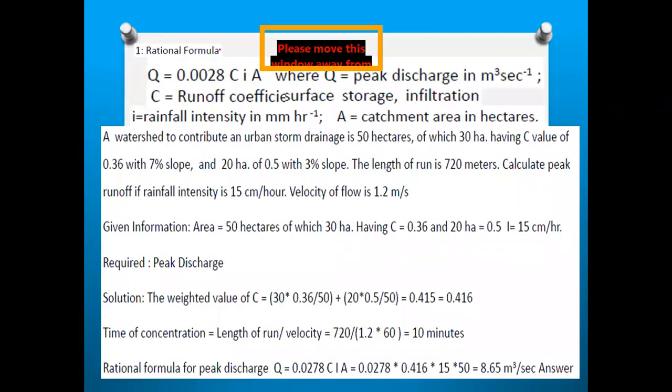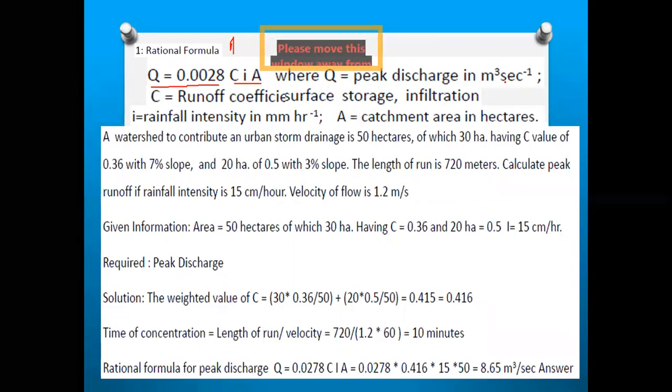Now we'll see the problems in the rational formula method, the population calculation. So here Q is equal to, this is a formula, Q is equal to 0.0028 C into I into A. What is C here? The Q is peak discharge in meter cube per second.